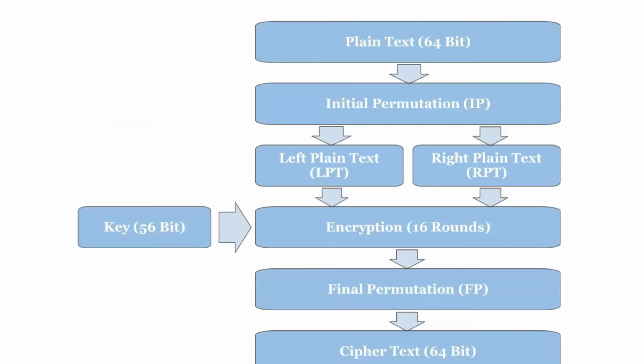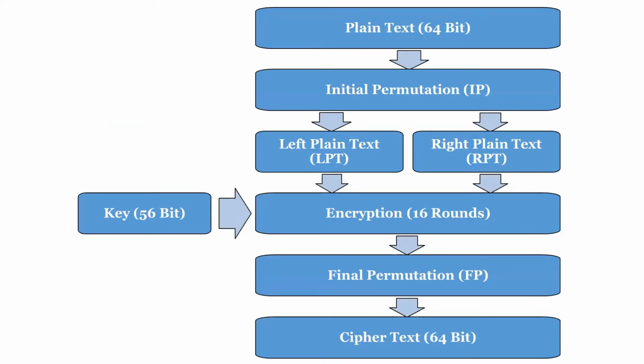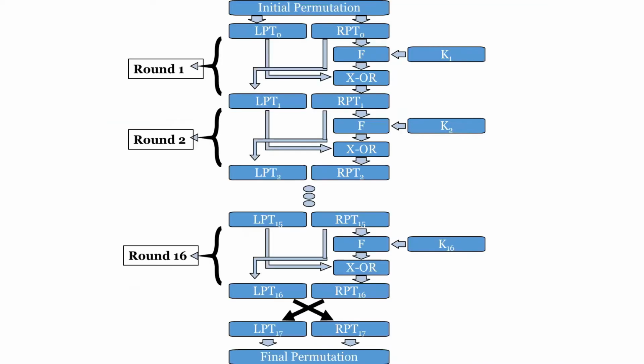On the other hand, the plain text goes through the initial permutation step as shown here. We put 58 bits at the first place and so on. Then it is divided into left and right part, each with 32 bits. Following the 16 rounds encryption and final permutation step, we get the ciphertext. We can find the blocks for 16 similar rounds here.